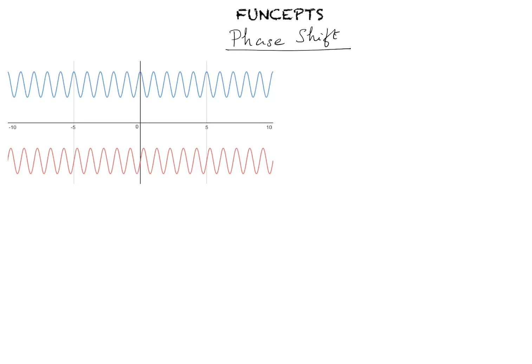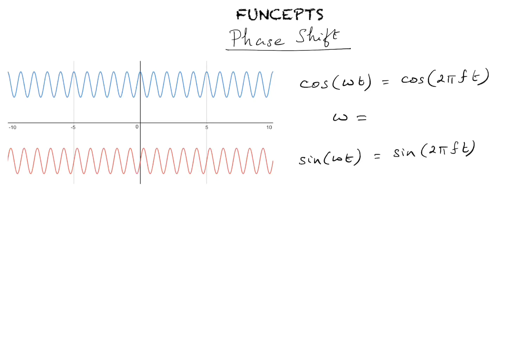So we have here the blue waveform, which is a sinusoidal function, which is a cosine function, cosine omega t, and we can write it as cosine 2 pi ft. And the red waveform that we have at the bottom is a sine function, which is sine omega t, which can be written as sine 2 pi ft. So since omega is equal to 2 pi f, let me write it here, omega equals 2 pi f. So f is the frequency of the signal in hertz and omega is the frequency in radians per second.